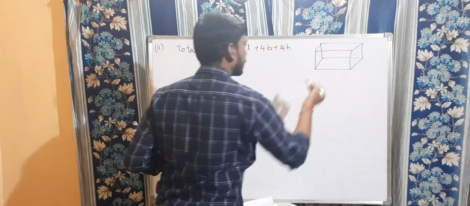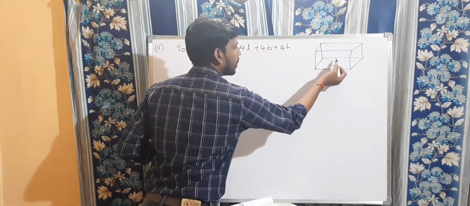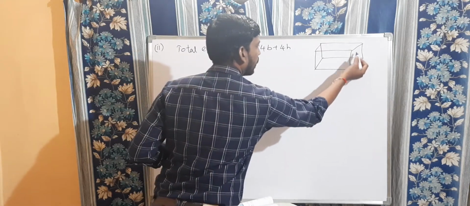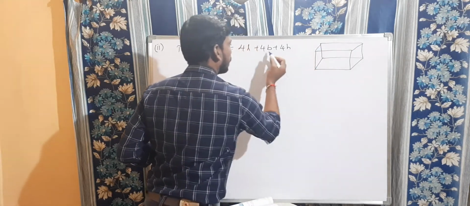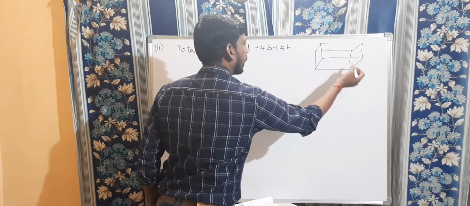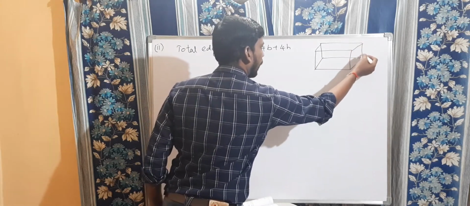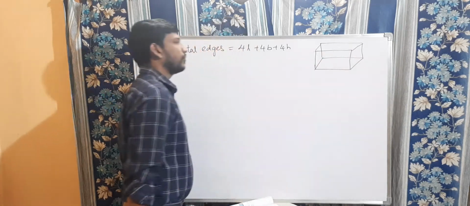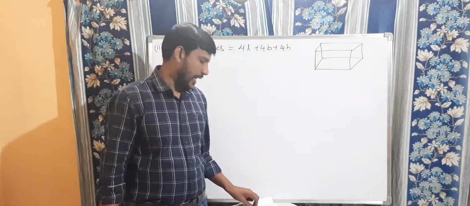Now how many lines are there here? See this here: 1, 2, 3, 4 lengths, 4 breadths, 1, 2, 3, 4, and 4 heights. Or you can take this as height, this as breadth also. 1, 2, 3, 4. Clear? 4 lengths, 4 breadths, 4 heights are there.